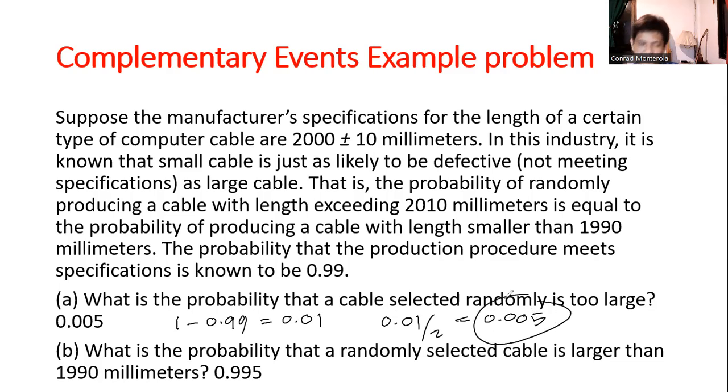Ano? Okay, letter B. What is the probability that a randomly selected cable is larger than 1,990 millimeters? So kasama na rin dito yung mas malaki pa sa 2010, ano? So kasi yung maliit, 'di ba, ang probability nun is 0.005 din, ano? Yung mas maliit sa 1990. So basically i-minus lang natin yung sa 1. 1 minus 0.005 will give you 0.995.